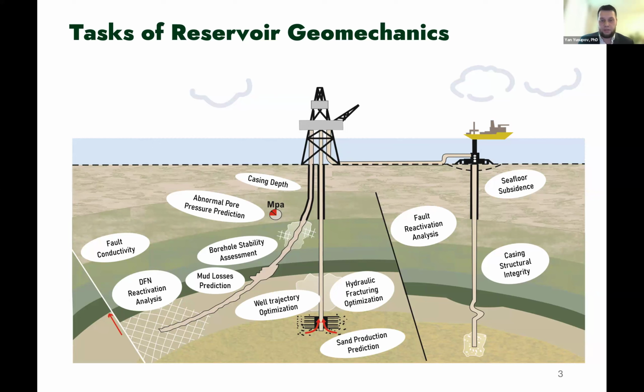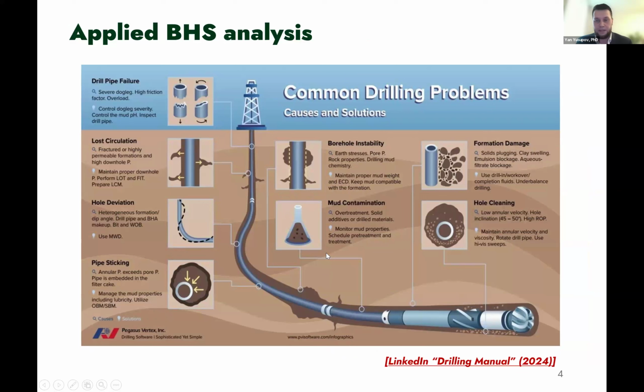This is associated with borehole stability, mud losses, production prediction, sand prediction, hydraulic fracturing optimization, borehole trajectory optimization, casing depth optimization, abnormal pore pressure prediction, estimation of fault conductivity, and DFN (discrete fracture network) and reactivation analysis. This can also be associated with shear failure, surface subsidence, and reservoir and seal compaction. Let's look at these tasks in more detail.